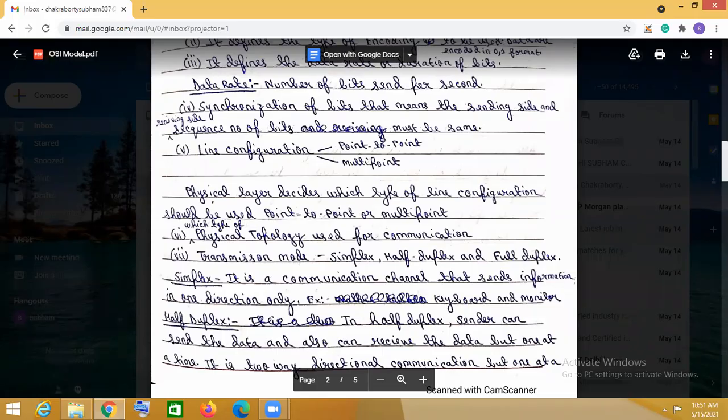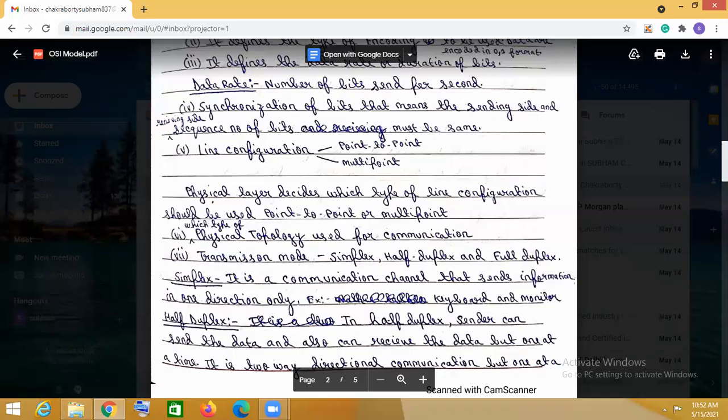And in the monitor, do you write in the monitor? You can only see things from the monitor. So this is one-way communication. That's why simplex is basically called a communication channel that sends information in one direction only. From the keyboard, you write something, and that message goes to the system.